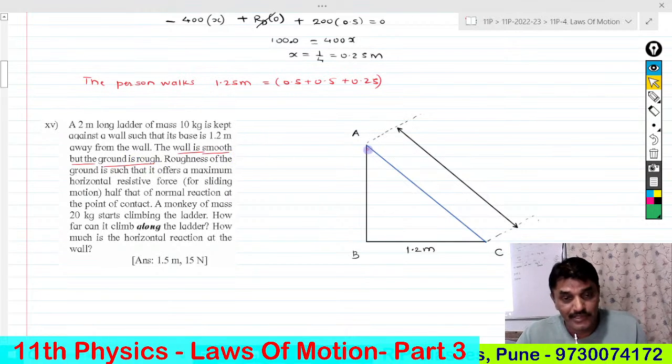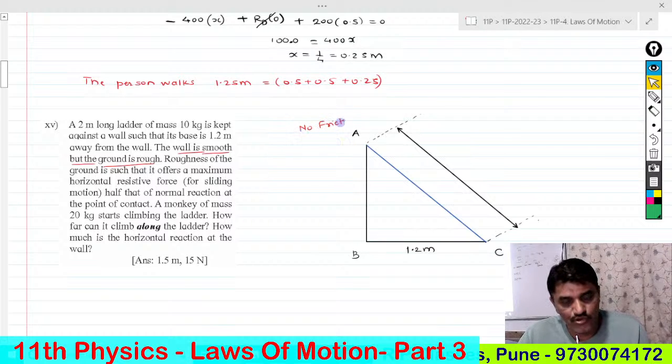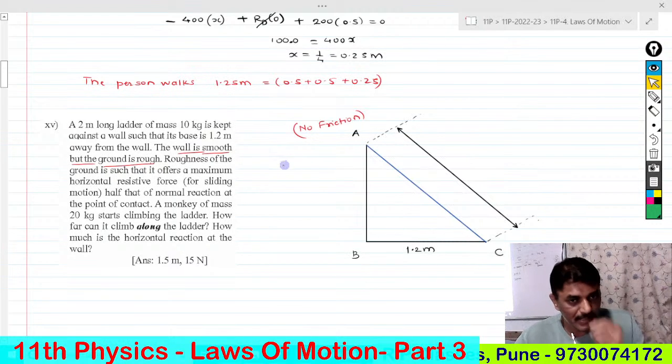Wall is smooth, that means there is no friction at the wall. And this is rough, so there is the friction. Is that okay? The wall is smooth, but the ground is rough.